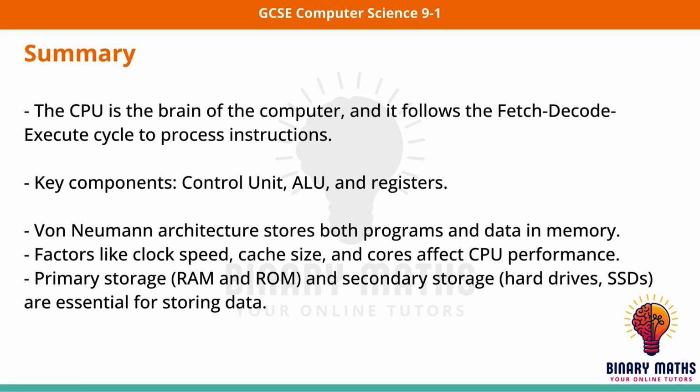Let's quickly recap what we've learned. The CPU is the brain of the computer, and it follows the fetch, decode, execute cycle to process instructions. It has three main components: the control unit, the arithmetic logic unit, and the registers. The von Neumann architecture stores both programs and data in memory, which is why modern computers are so powerful. Factors like clock speed, cache size, and cores affect CPU performance. Primary storage, such as RAM and ROM, and secondary storage, hard drives, SSDs, are essential for storing data. I hope this has helped you understand how the CPU works and why it's such an important part of everyday computer systems.